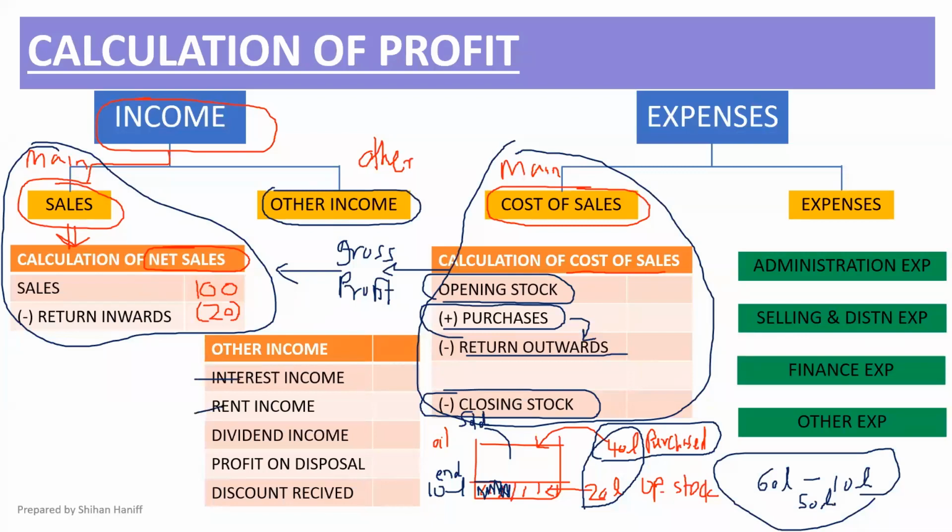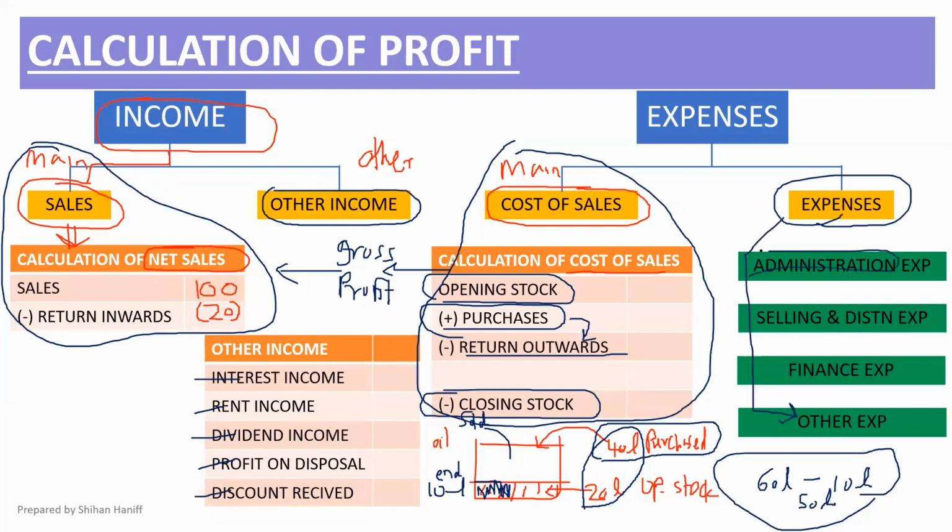Right? So what are these other income? Interest income, rent income, dividend, profits, discounts. So we consider all these other income. And when it comes to expenses, they are divided into 4 types.